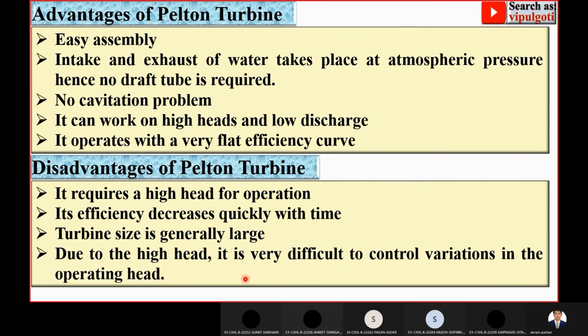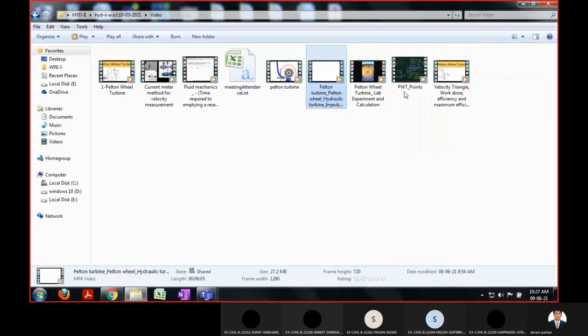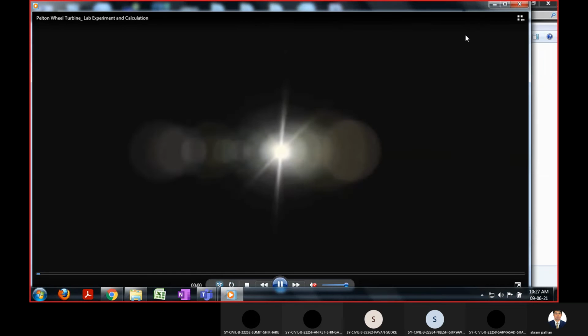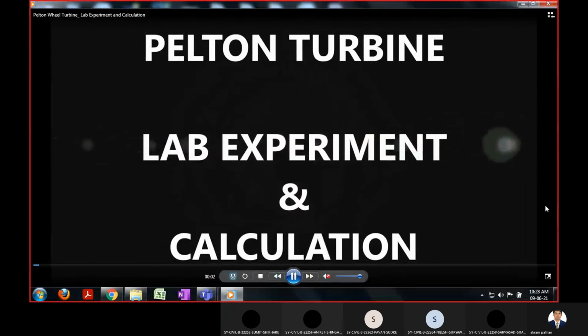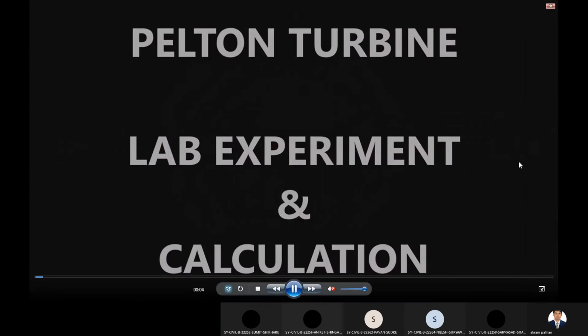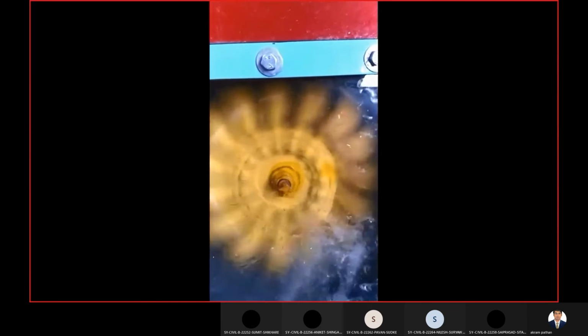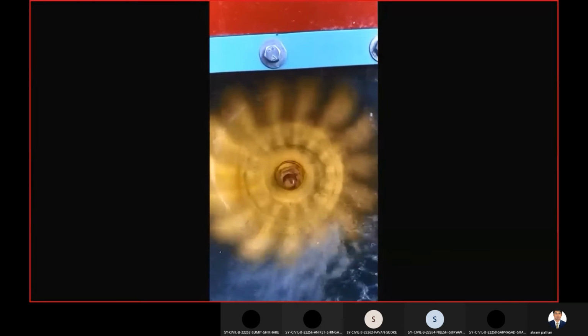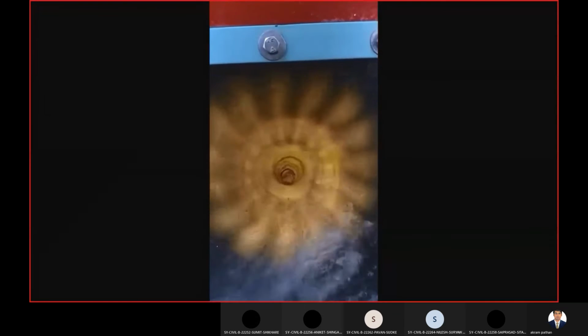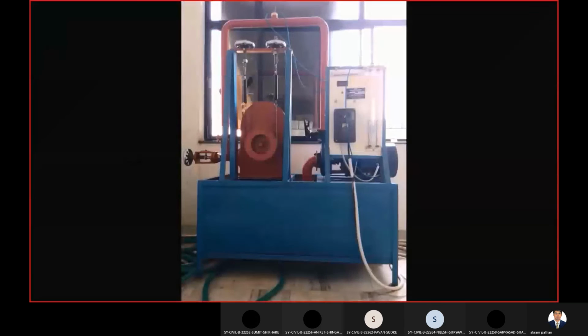So these are the various advantages and disadvantages of the Pelton wheel turbine. Now, how do we perform the practical? Again, I am going to show how to perform the practical now. Look at this, this is a Pelton wheel turbine. This is the bucket over which the water is impacting.